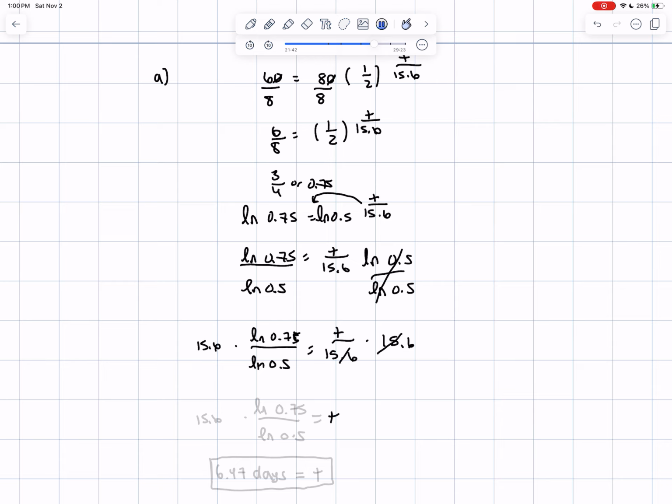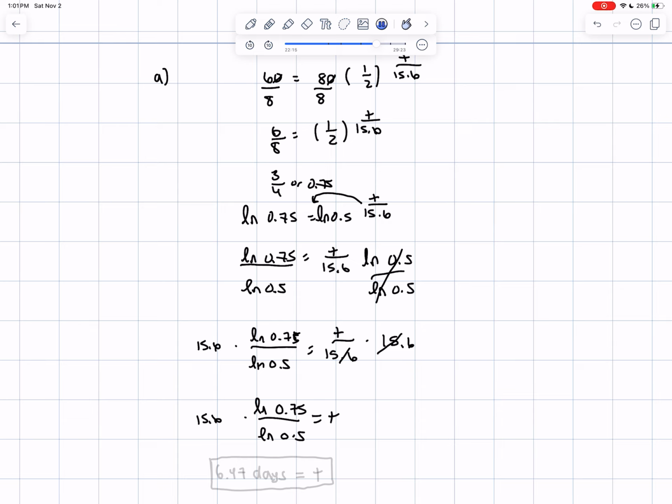To get t by itself. So now we can solve for this. I tend to always do the ln calculation, then I multiply or add. You can write it the other way too; I just find it easier. So ln of 0.75 divided by the ln of 0.5 times 15.6. And I'm putting this in my calculator.